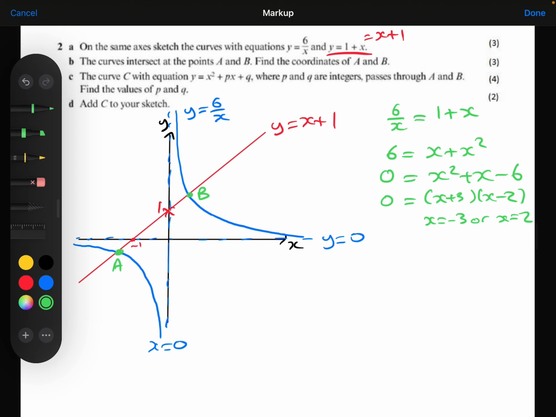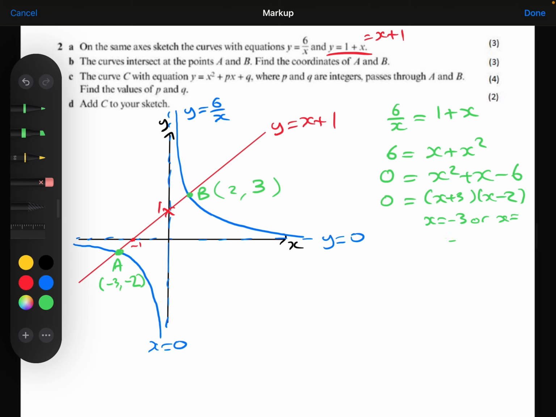So the x-coordinate of point A is minus 3. The x-coordinate of B is 2. And now we can work out the y-coordinates by substituting those x-coordinates either into the 6 over x or the x plus 1. I'm just going to substitute them into the x plus 1 because it's easier. So I'm just going to add 1 to both of those x coordinates. So the y coordinate of point A is minus 2. The y coordinate of point B is 3.